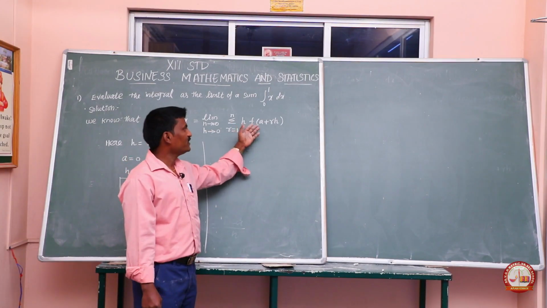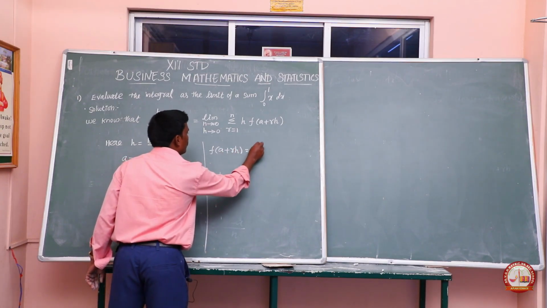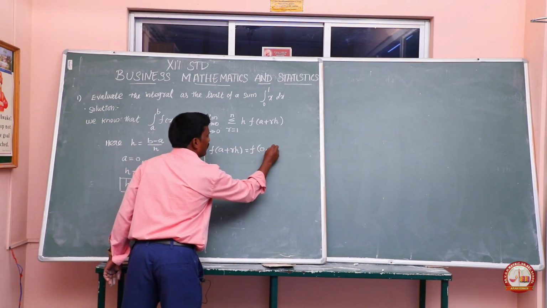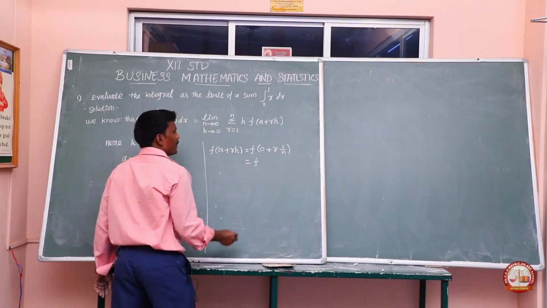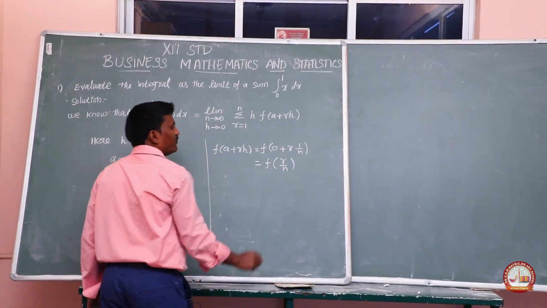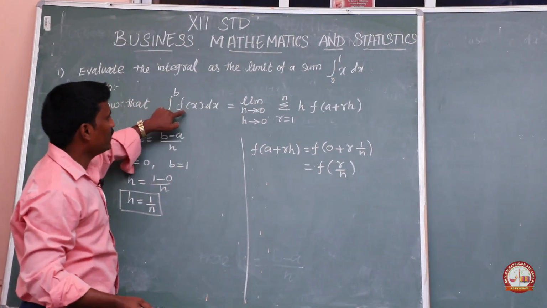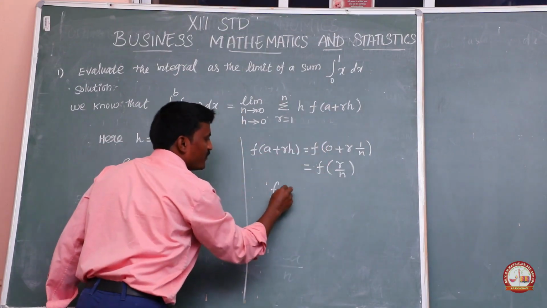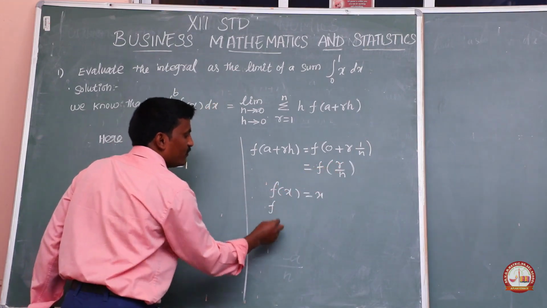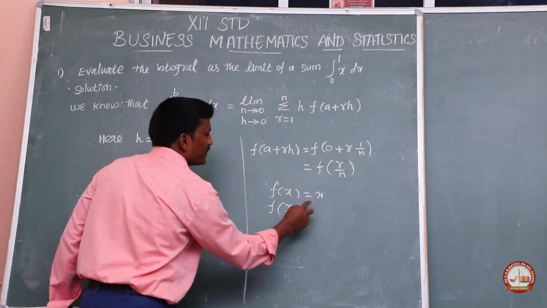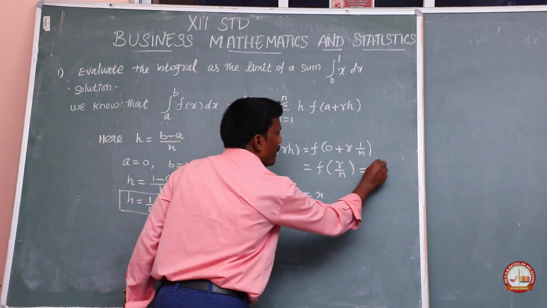Next, f of a plus r h equals f of, here a equals 0, plus r into h, here h equals 1 by n, equals f of r by n. Next, to find the value of f of r by n, first of all the function: compare with the formula integral a to b f of x, here f of x equals x. Put x equal to r by n, therefore the value of f of r by n equals r by n.